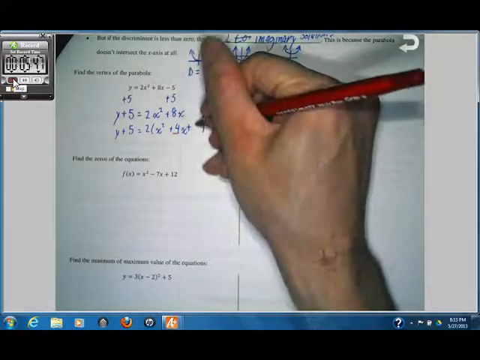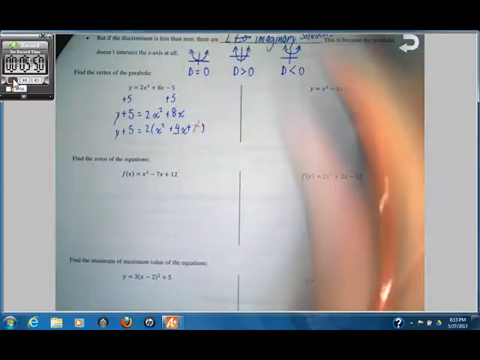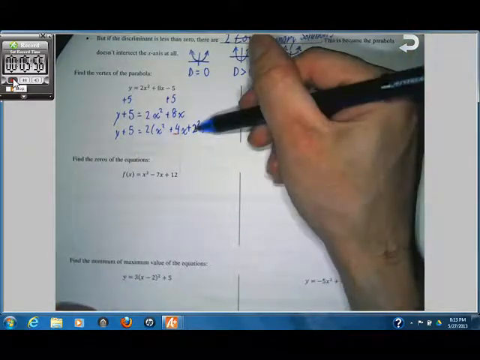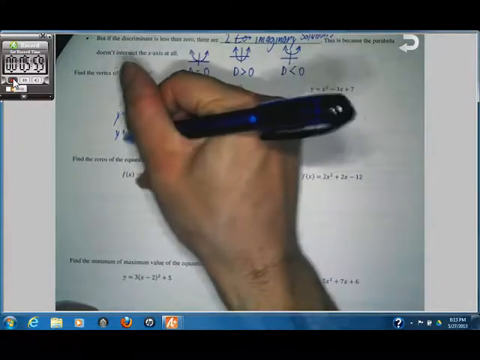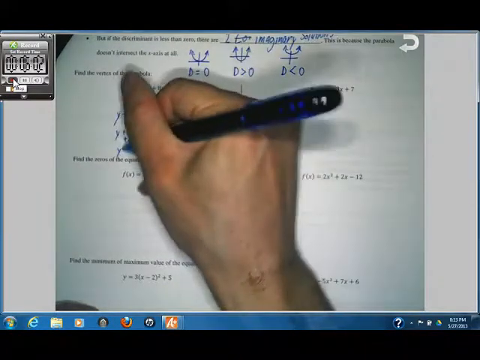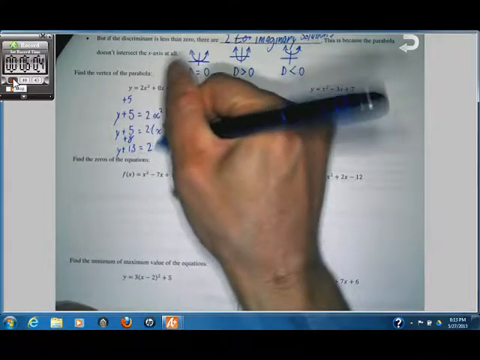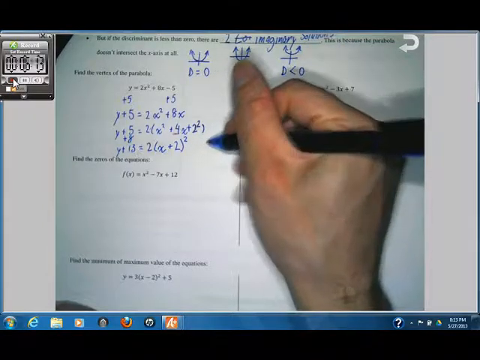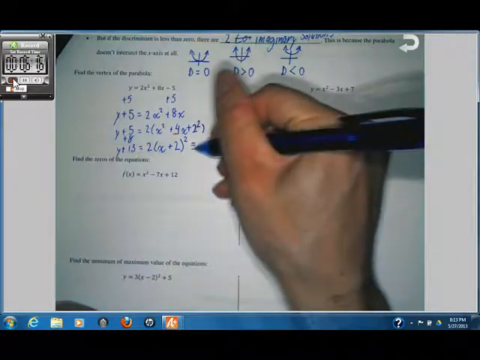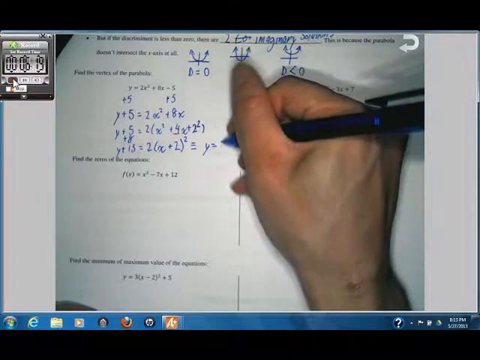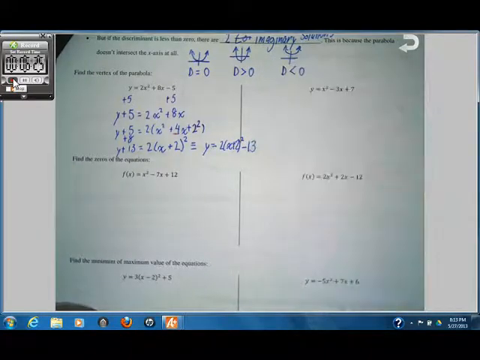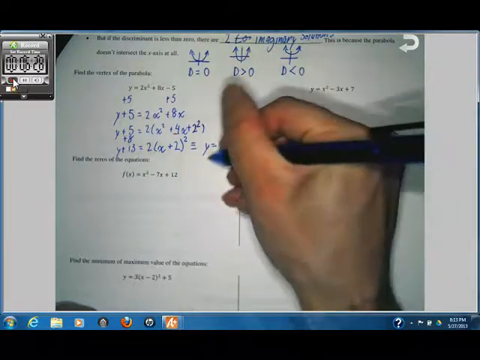And so 2 squared is 4 times 2 is 8. So really what I just did was add 8. So now I've got y plus 13 is equal to 2 times x plus 2 quantity squared. And then to finish it off, I remember that this is the same as y equals 2 times x plus 2 quantity squared minus 13. And so my vertex is going to be, because insiders lie, -2, -13. Okay? That one was a little bit tricky, but again, the completing the square technique that you learned in conics comes in handy.